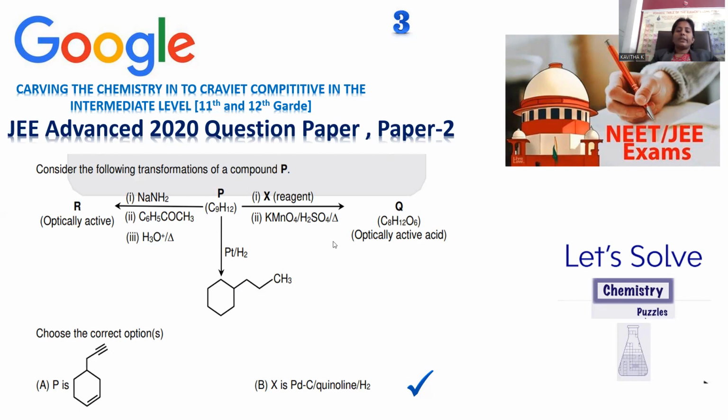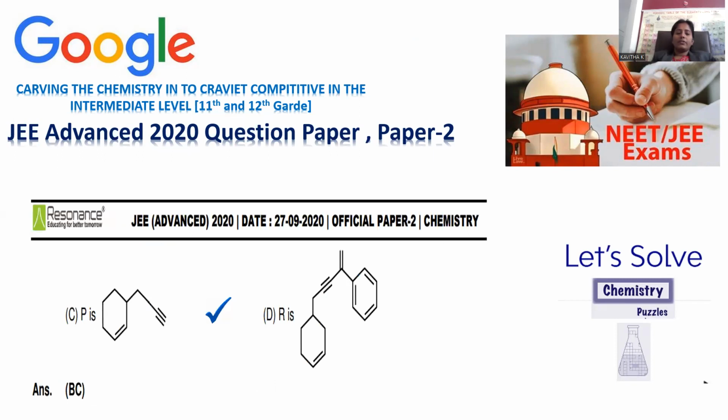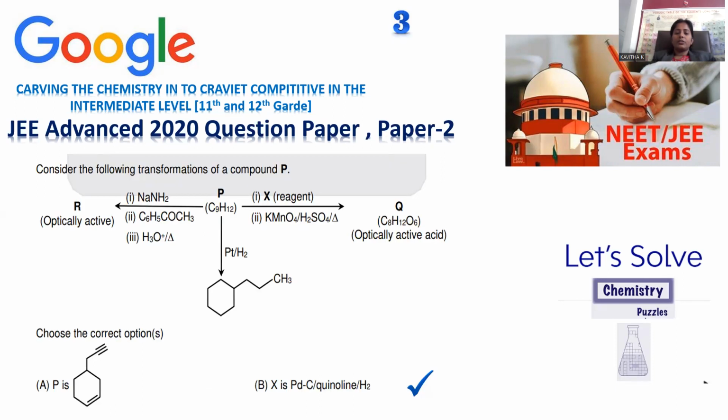These many possible reactions we have to get, so that what is the P? If you identify P, then we will move forward in order to reach the products. In order to get that one, what kind of answers are correct? B is correct, C is correct. So you can find the tick mark over here. X is palladium carbon quinoline hydrogen.